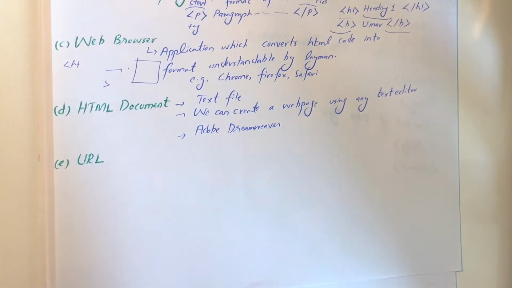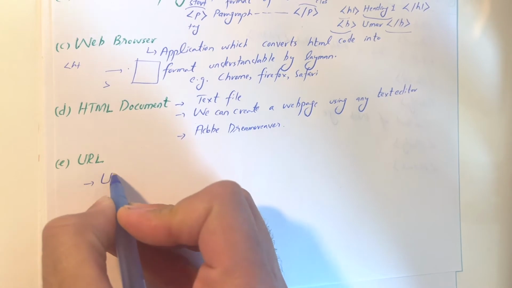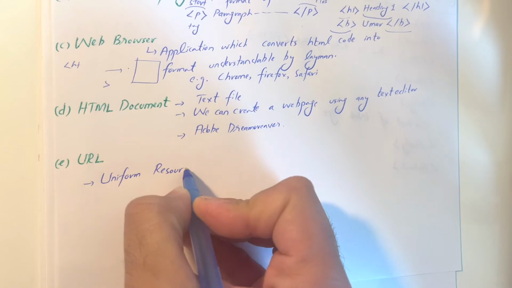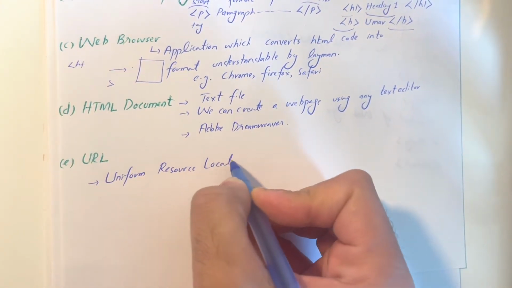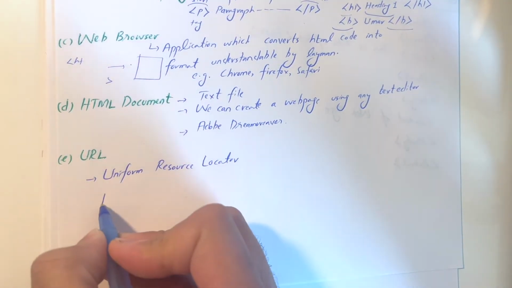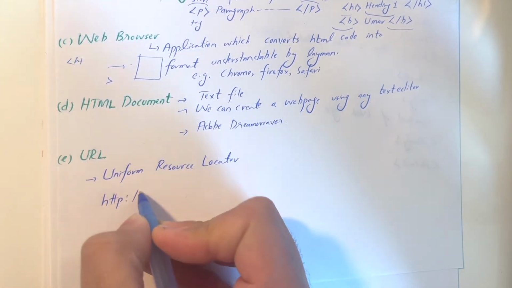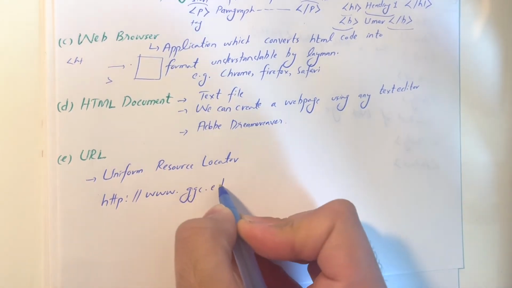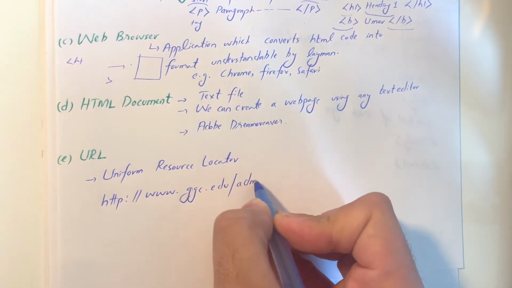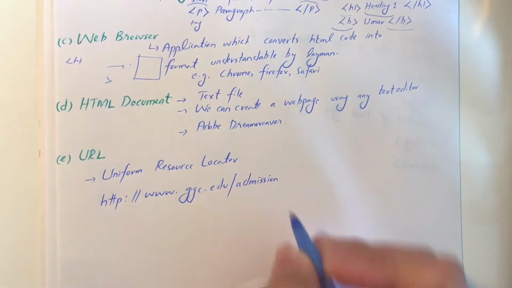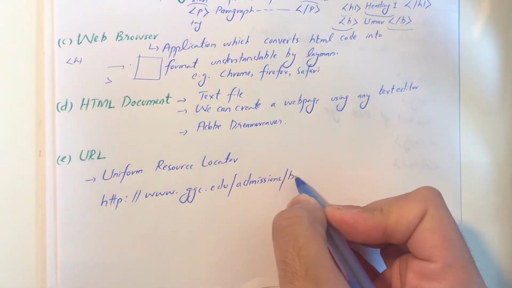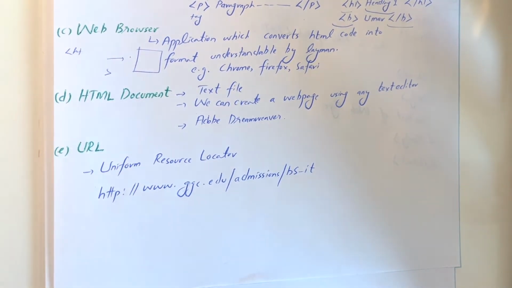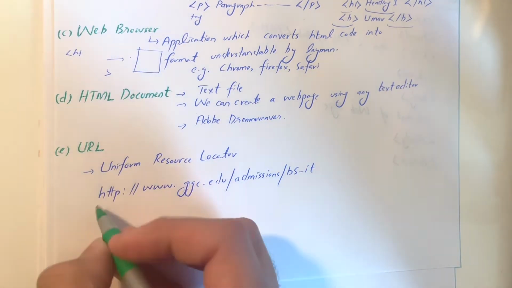Another term is URL. URL stands for Uniform Resource Locator, and this is the full URL: HTTP, for example, www.ggc.edu, for example admissions, something like that. Admission, for example, BS IT. Here, let me just highlight a few things. This is basically HTTP.